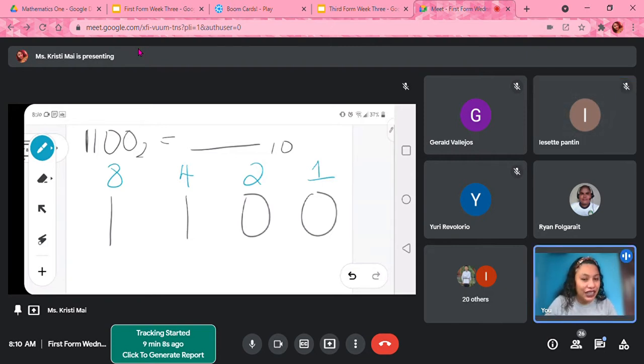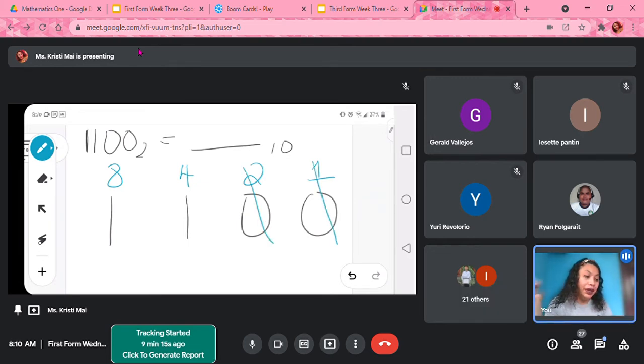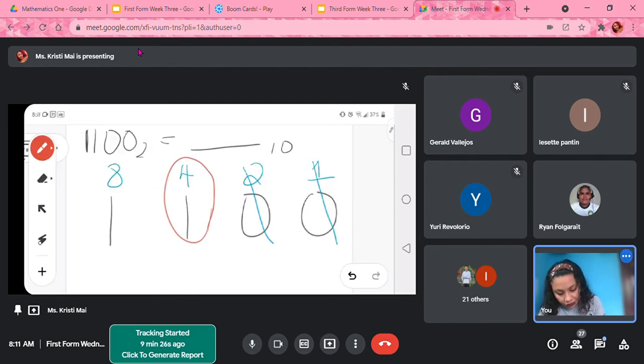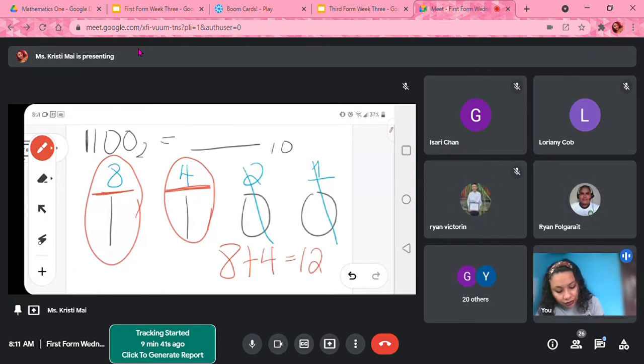Okay, very good, everybody. So now, the first thing that I want to do is remove the ones that have a 0, because those are not important to me. Because they have a 0, they don't really mean anything. All the ones that are important to me are these ones that have a 1 on it. Those ones that have a 1, I'm going to take them and add the numbers that I have written. So I have 8 plus 4, and what does that give you? 12. So my answer here is 12 base 10.